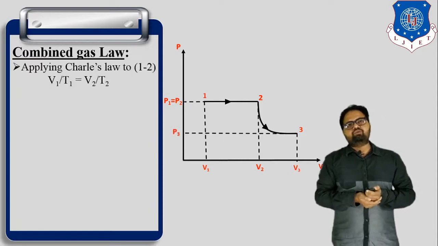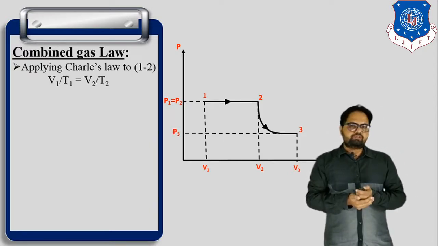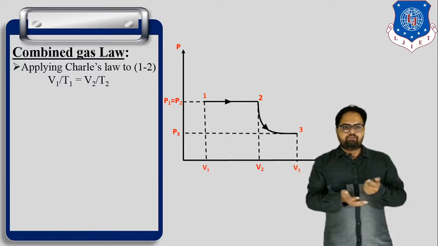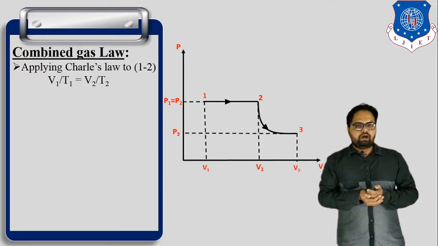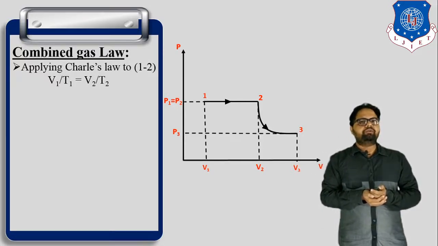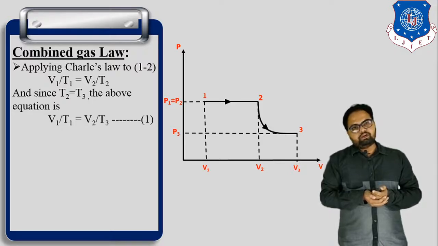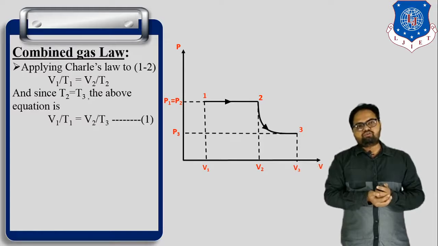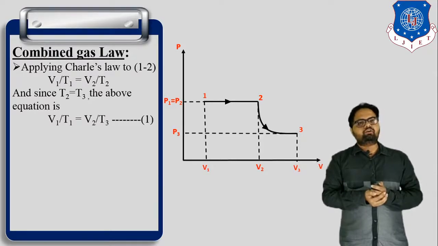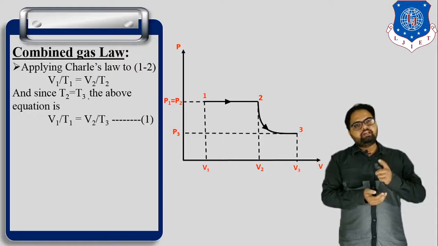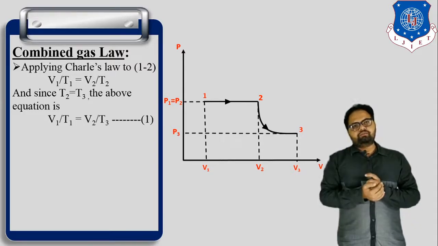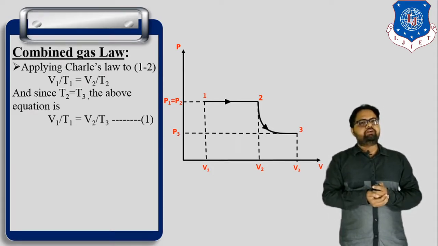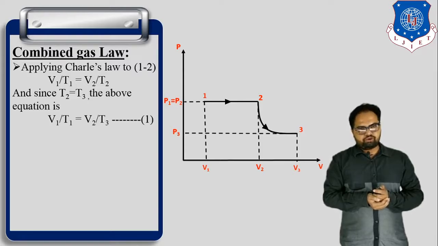So for proving this combined gas law, we are taking this example of the PV diagram. For process 1 to 2, we can see that during this process the pressure of the system remains constant, so we can apply Charles law, and we know that according to Charles law V1 upon T1 is equal to V2 upon T2. Okay. But we know that during process 2 to 3 the temperature of the system remains constant because it follows Boyle's law. That means T2 is equal to T3. So we can rewrite T2 as T3 in the above equation. So the final equation becomes V1 by T1 is equal to V2 divided by T3. That is equation number 1 for us.